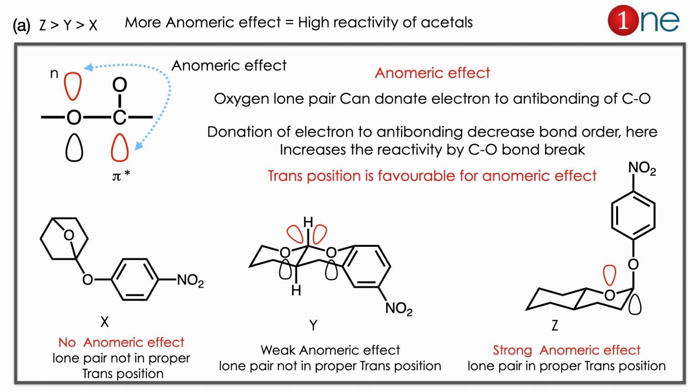Then Z will be reacting faster, and X will be reacting slower. So the trend will be Z, Y, X. The answer is A there. Here the concept you have to learn is that the higher the anomeric effect, the higher the reactivity of acetals. The anomeric effect requires trans relationships.